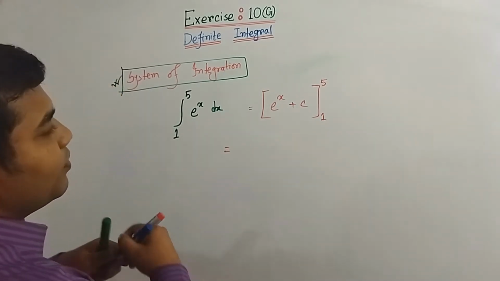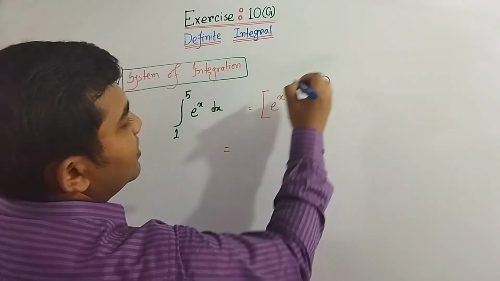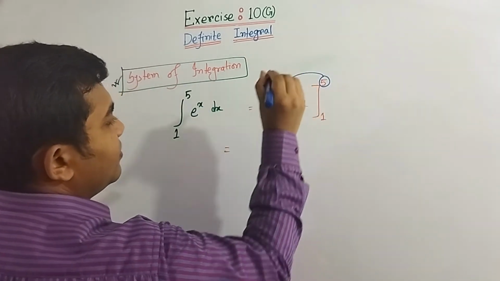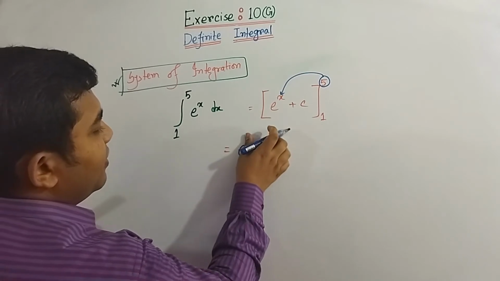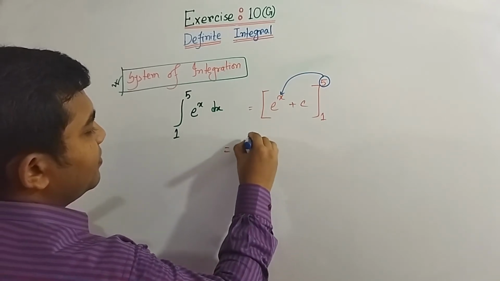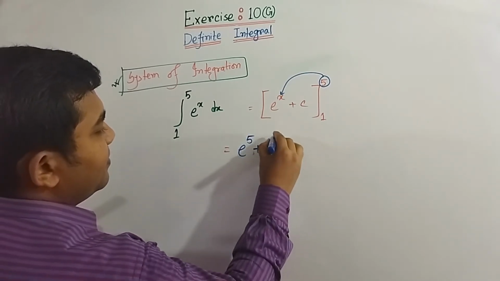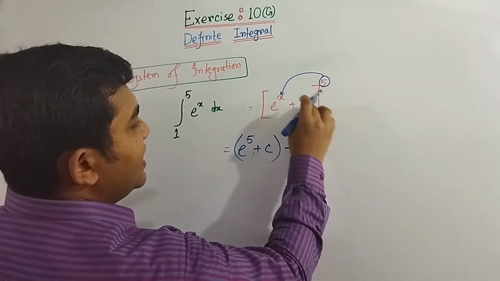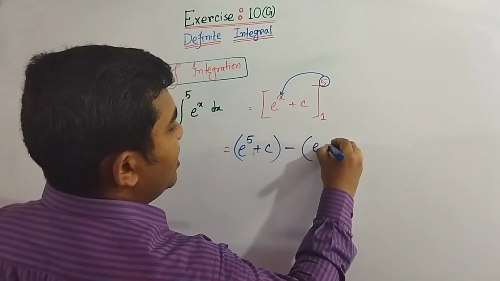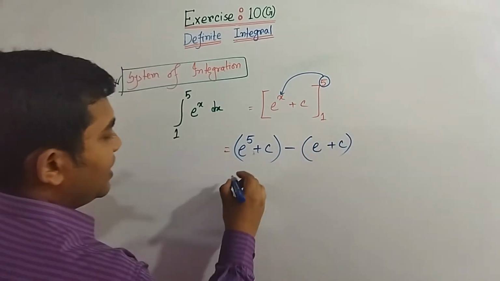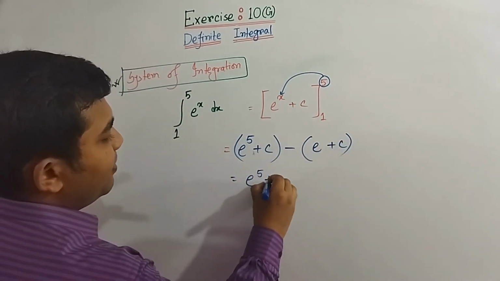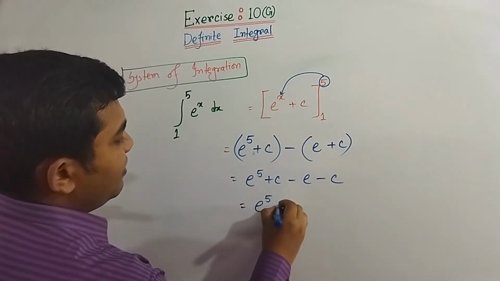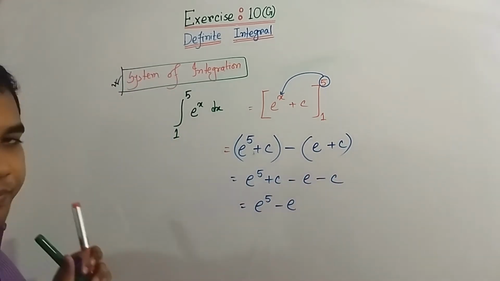We will put this value in place of x first, that is e to the power 5 plus c, minus, then we will put this in place of x, e to the power 1 plus c. That means we will get e to the power 5 plus c minus e minus c. That means e to the power 5 minus e to the power 1, or e.